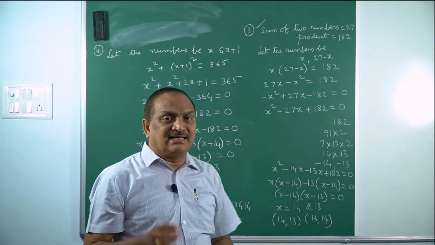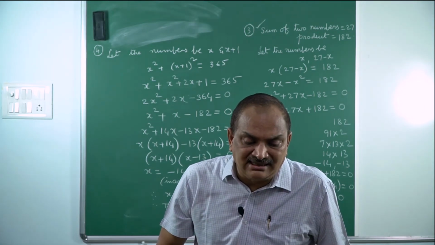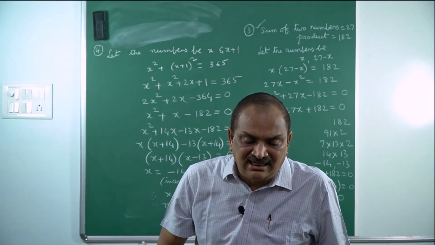Then the next one is: the altitude of a right triangle is 7 centimeters less than its base.